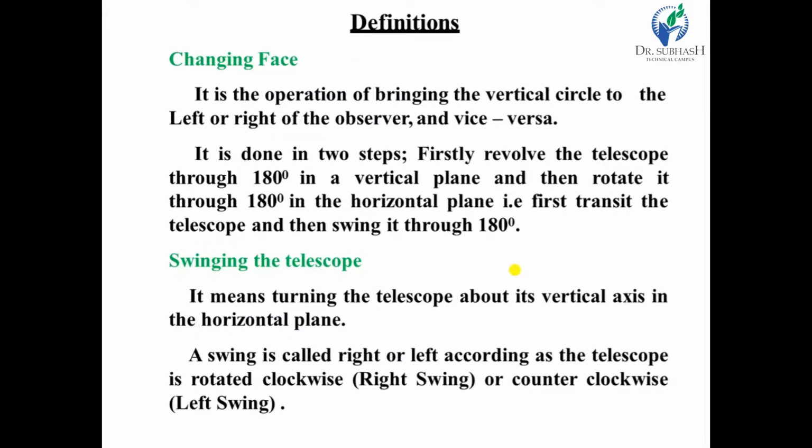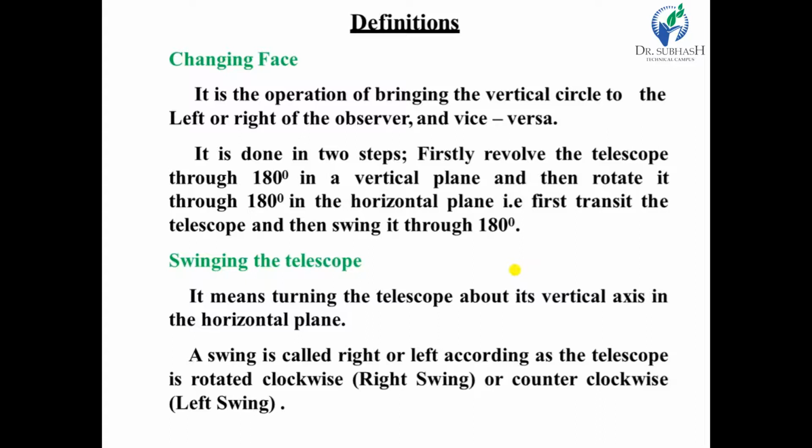Now, changing the face. How can we change the face? There are some procedures to change the face. Generally, we take a reading in the theodolite in the face left position. But if you want to change the face, take another reading and get the mean of the readings for greater accuracy. For changing the face, first we have to do the operation of transiting and after that we have to swing the telescope.